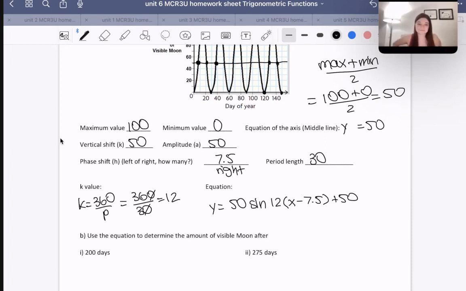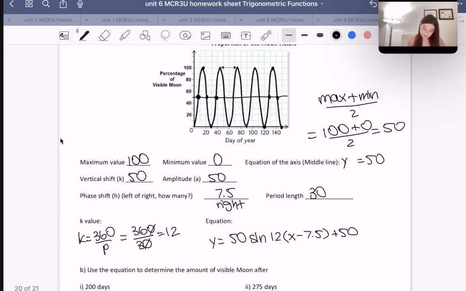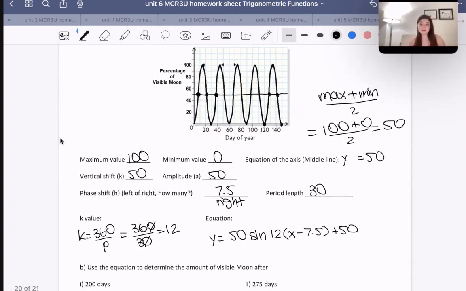Now let's use the equation to determine the amount of visible moon after 200 days or 275 days. Now again, in this case, it does say to use the equation. However, if it didn't tell us how to find it, there is actually a second way we could find it, just by using the graph and inferring that this graph repeats itself over and over again. So we could just use the graph and extrapolate on the graph to find it. But anyway, let's do it the way they said they wanted it done.